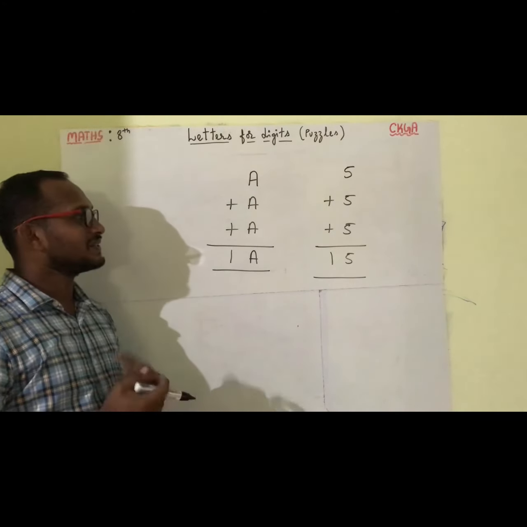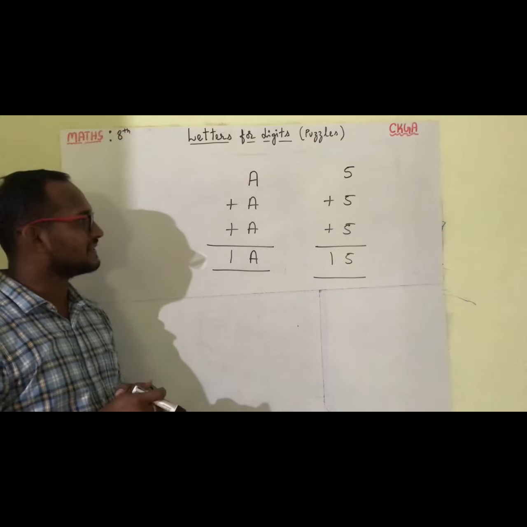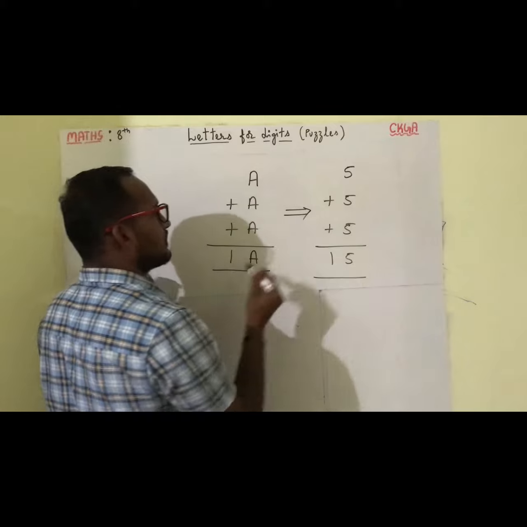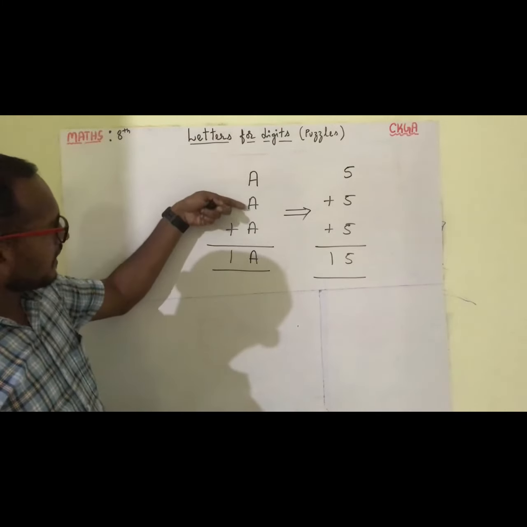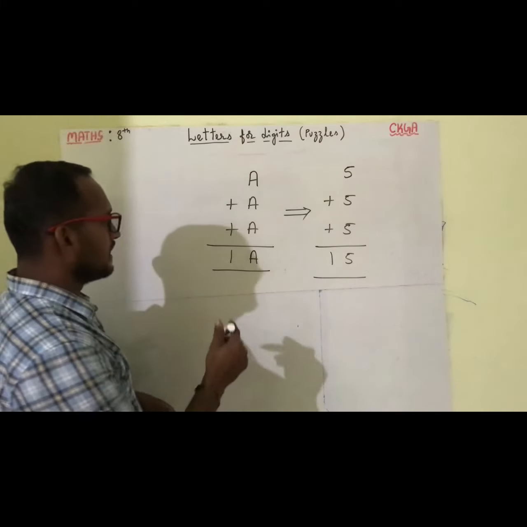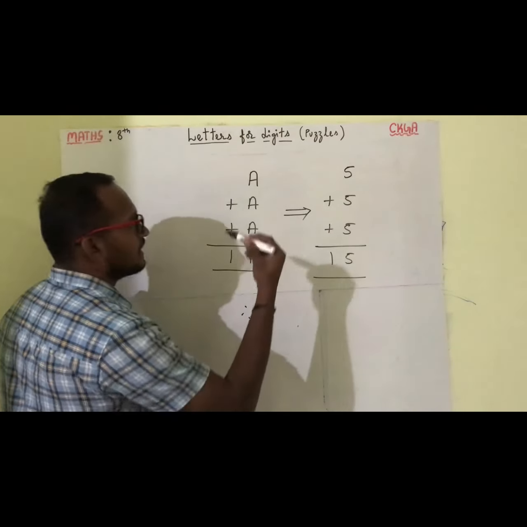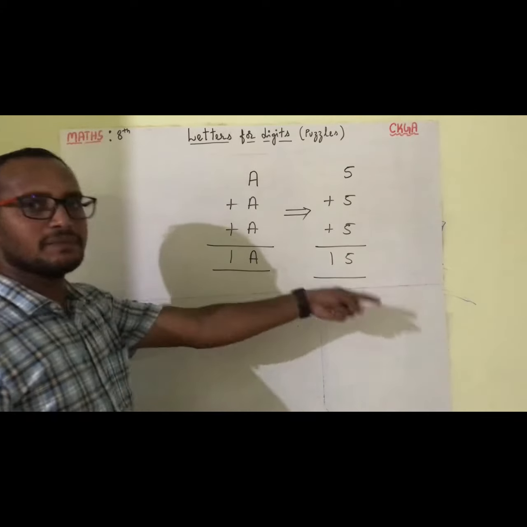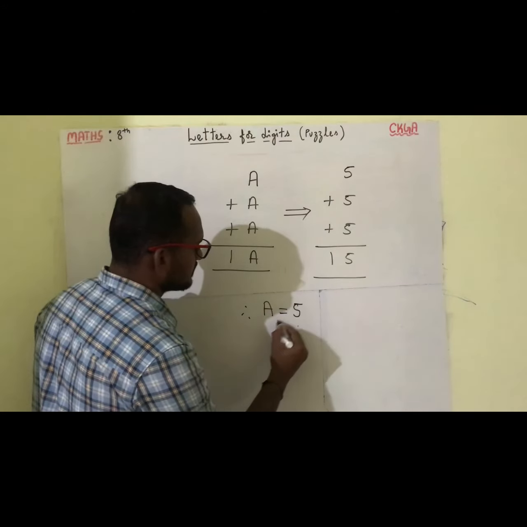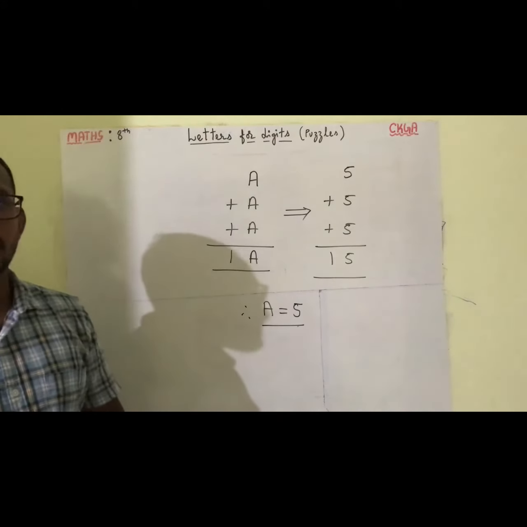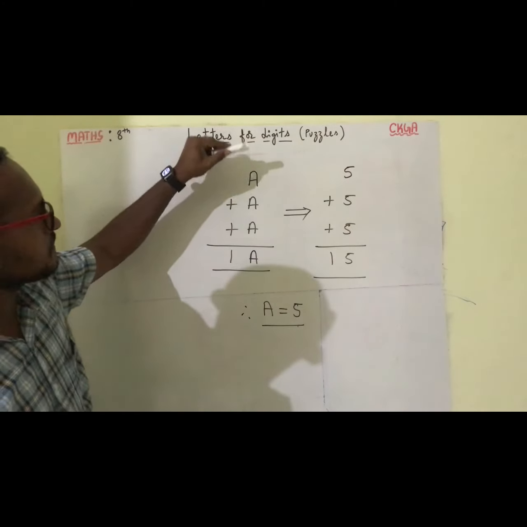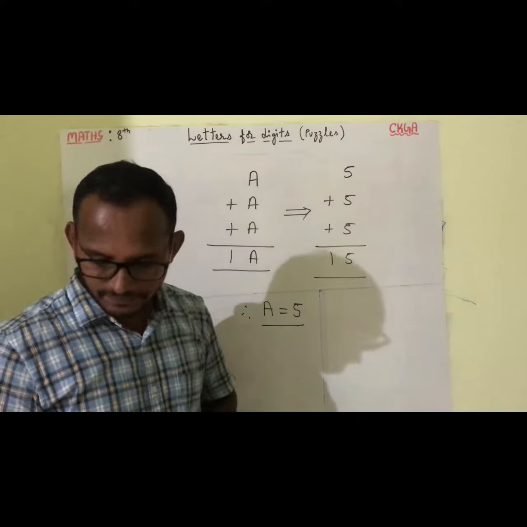Hope you cracked this puzzle. See now, this seems similar, you can't find any variations in there. So A is 1A, 5, 5, 5, it's 15. It's simple. Therefore the letter represented by the digit will be a 5. Therefore A equals 5. That's how you can write the letters by using digits.